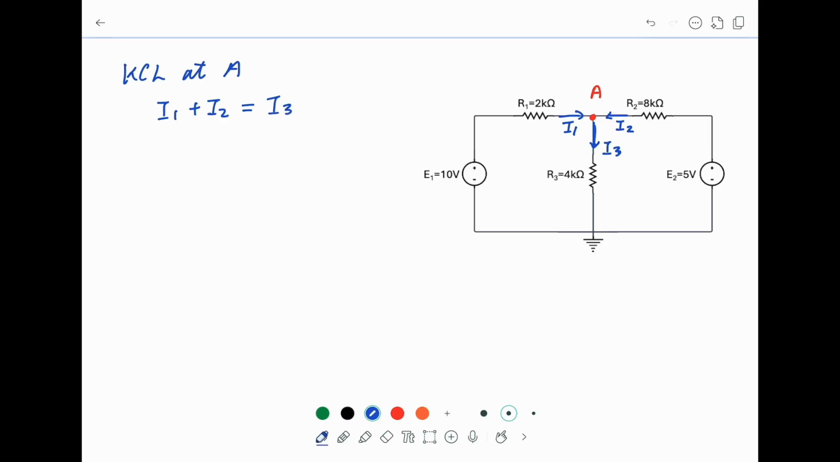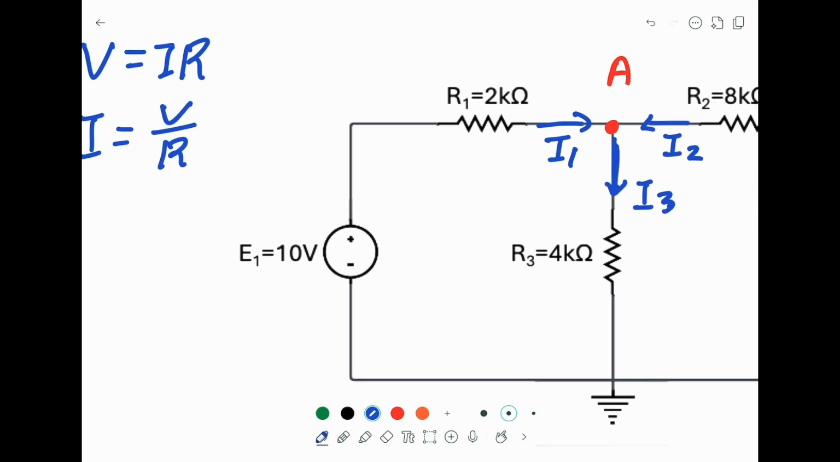Now the idea of nodal analysis is to apply Ohm's law to the current. Ohm's law says V equal to IR, so I is equal to V over R. What we really want to find is the voltage instead of current. So I1 plus I2 equal to I3 is just the starting point. Next we have to apply Ohm's law to I1, I2 and I3. Now this is important, we have to analyze the voltage.